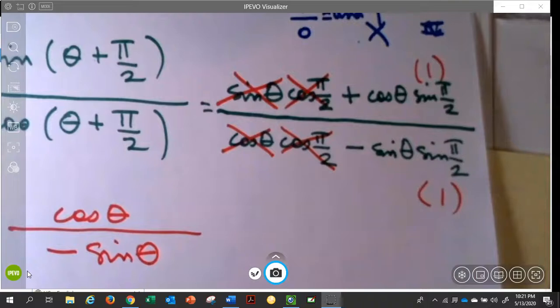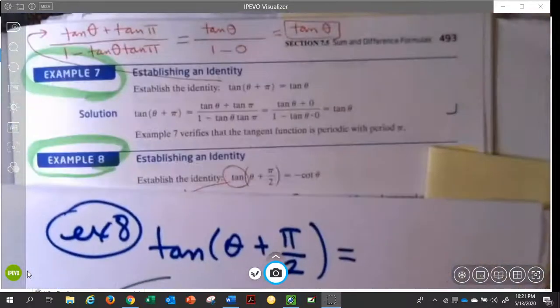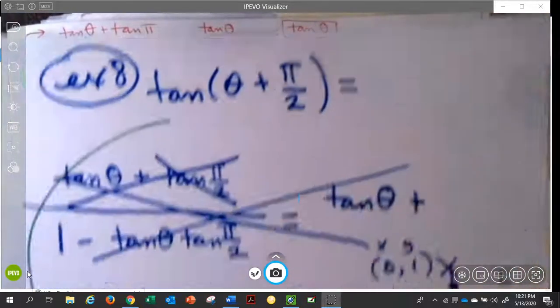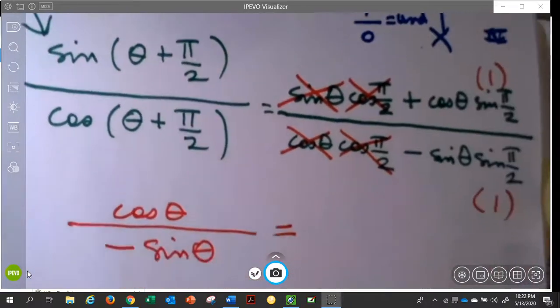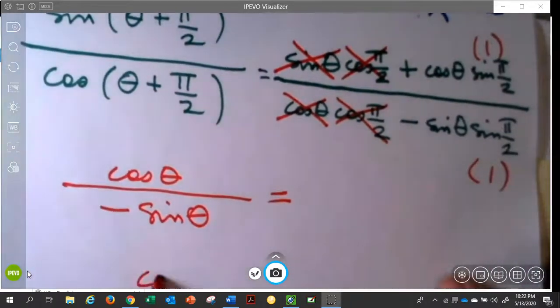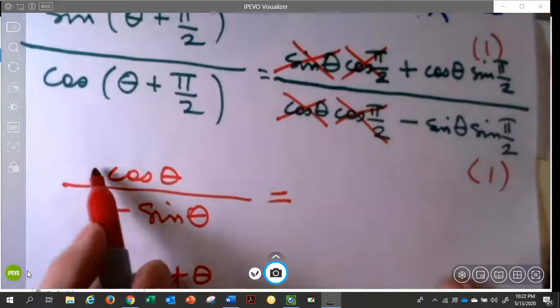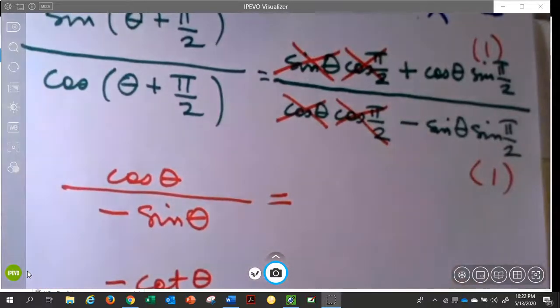Where am I? Where do I want to go? I want to go to cotangent. Well, people, we are there, because this cosine over sine can be rewritten as a cotangent of theta. And since one's positive, one's negative, we can write that it's negative. So that finishes examples 6, 7, and 8.